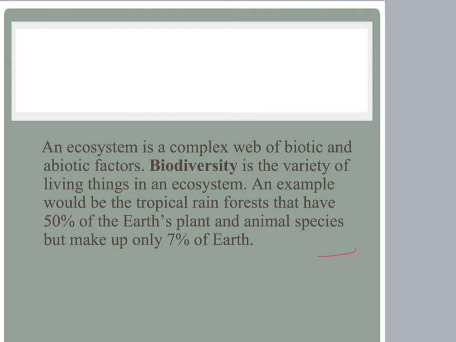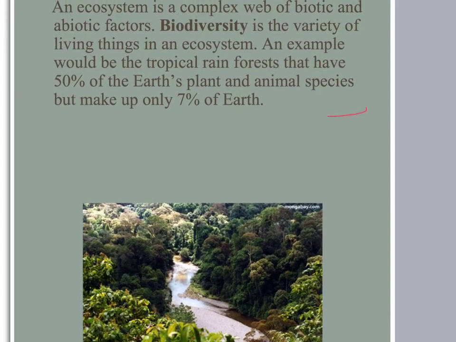All right, so an ecosystem relies on a lot of biodiversity. Bio means life. Diversity means different, right? The variety of living things in an ecosystem. Now, tropical rainforests have the most diversity. You'll be responsible for knowing that. They have 50% of the Earth's plant and animal species, but they're only 7% of Earth.